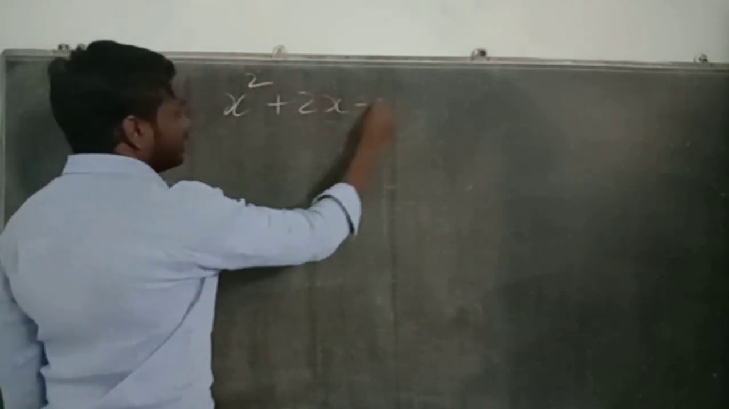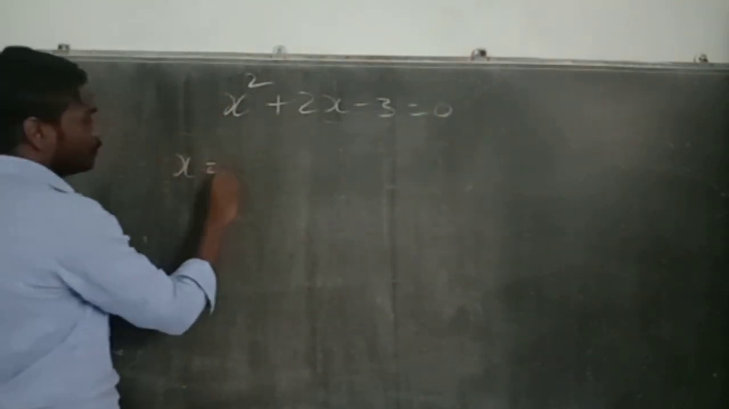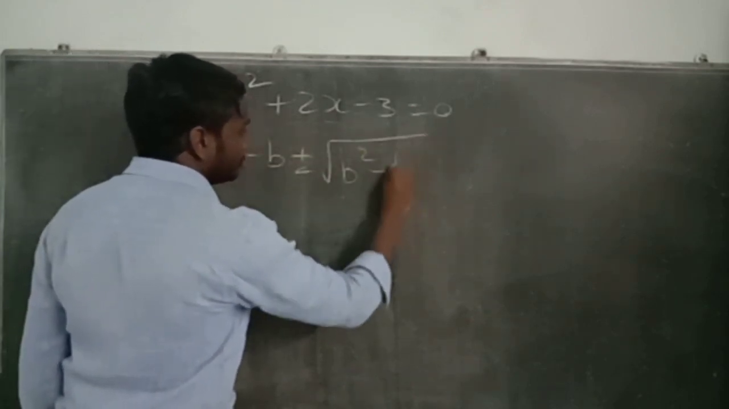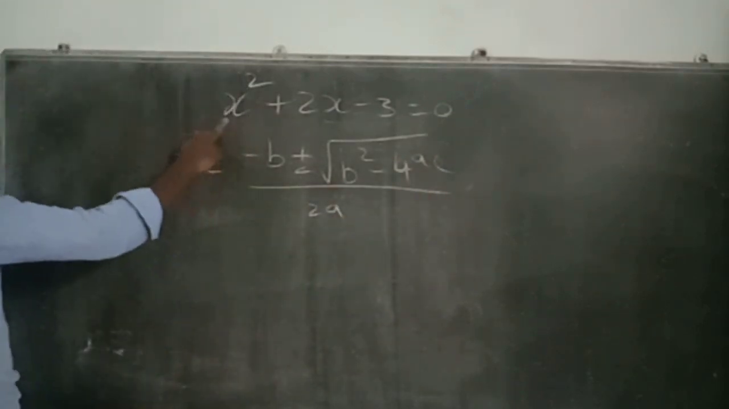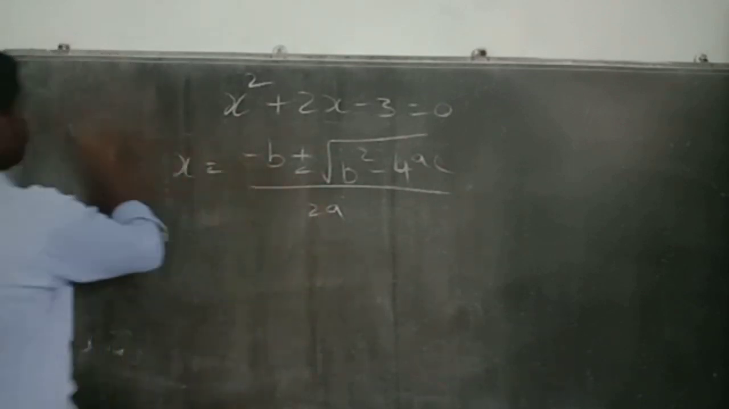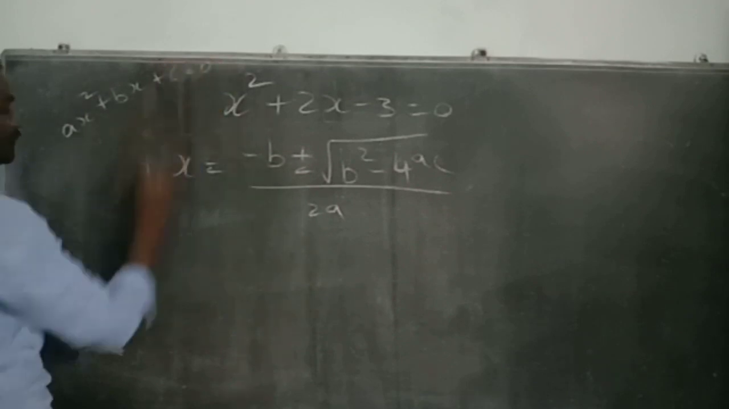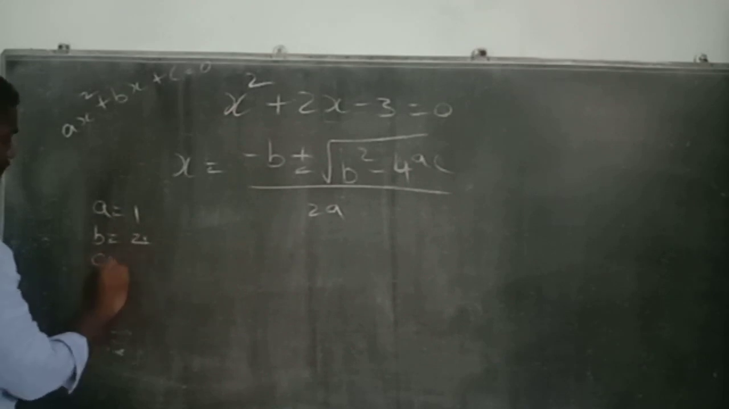Now, let me do the same with the formula. x square plus 2x minus 3 is equal to 0. By using the formula, that is x is equal to minus b plus or minus root over b square minus 4ac, divided by 2a. Comparing this equation with the basic quadratic form of ax square plus bx plus c is equal to 0, we get a is equal to 1, b is equal to 2 and c is equal to minus 3.